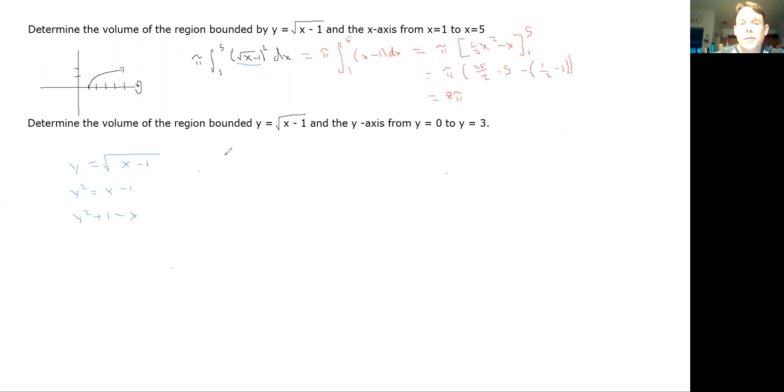Now, from there, we're going to use our disk method. I'm going to go from 0 to 3. Those are my bounds. And I'm going to take this function I found, y squared plus 1, use that as my function, and square it. Notice how I have the pi outside. So again, it's pi r squared. To integrate this one, I'm going to have to multiply this all the way out. From 0 to 3, we have y to the 4th plus 2y squared plus 1 dy, and now we can integrate and solve.